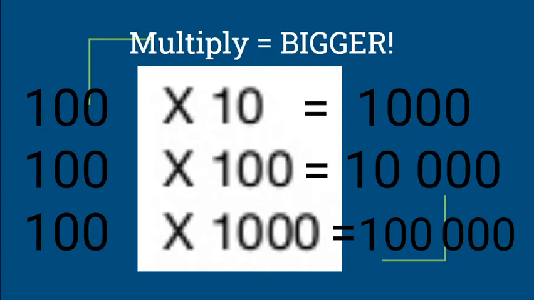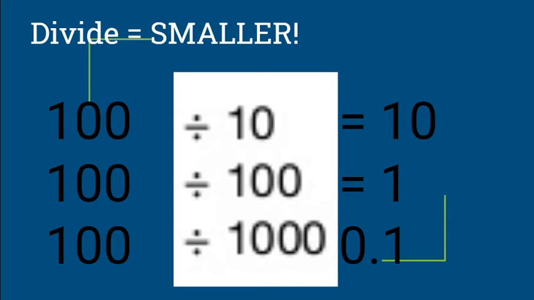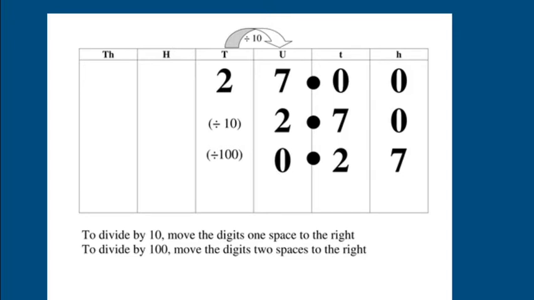Now, what happens if we divide? Well, the number gets smaller. 100 divided by 10 is 10. 100 divided by 100 is 1. And 100 divided by 1,000 is something we'll get into later on in fifth grade with decimals, 0.1 or 1/10. Okay, so it's very important that we understand that by moving those decimal points, we're changing the denomination, or we're changing the multiple of 10, okay?